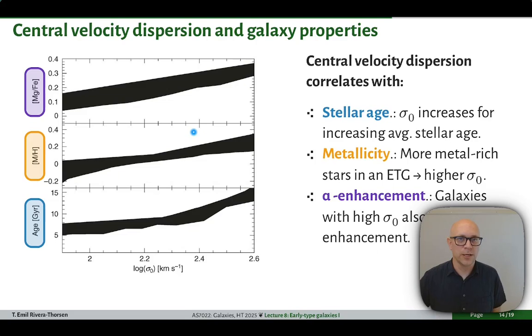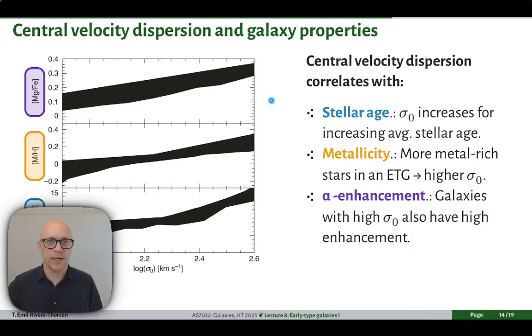And finally, alpha enhancement. Galaxies with high central velocity dispersion also have a higher alpha enhancement than the ones with lower central velocity dispersion.